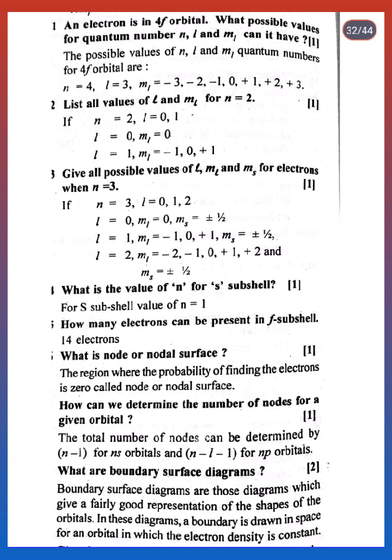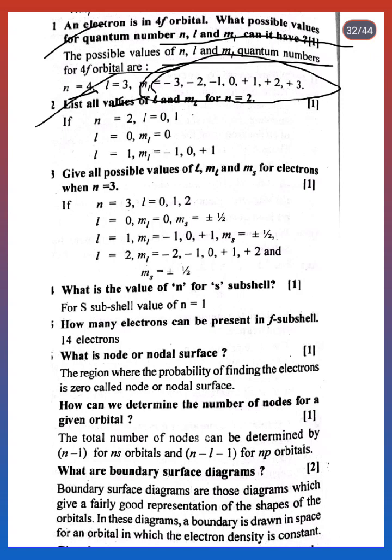An electron is in the 4f orbital. What are the possible values of quantum numbers n, l and ml it can have? The possible values of quantum numbers for the 4f orbital: n equal to 4, l is equal to 3 for the f orbital. So ml value can be -3, -2, -1, 0, +1, +2, +3. Now list the values of l and ml for n equal to 2. n equal to 2, so l is 0 to 1. l is 0, ml is 0; l is 1, ml is -1, 0, +1.